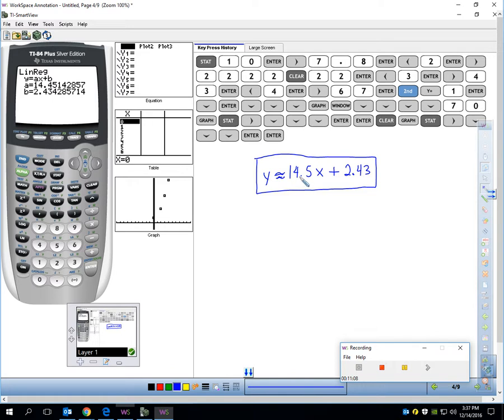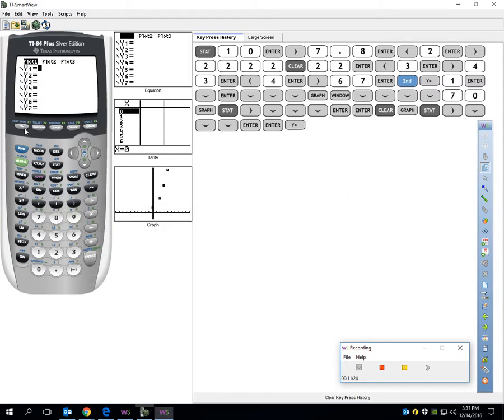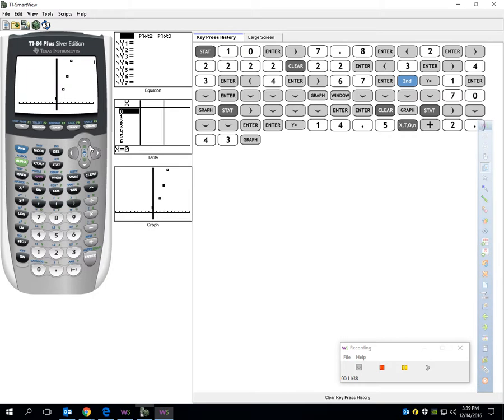So it's 14.5x plus 2.43. So let's go to the y equals key and type in 14.5x plus 2.43, and then go ahead and press graph, and look what my calculator does.